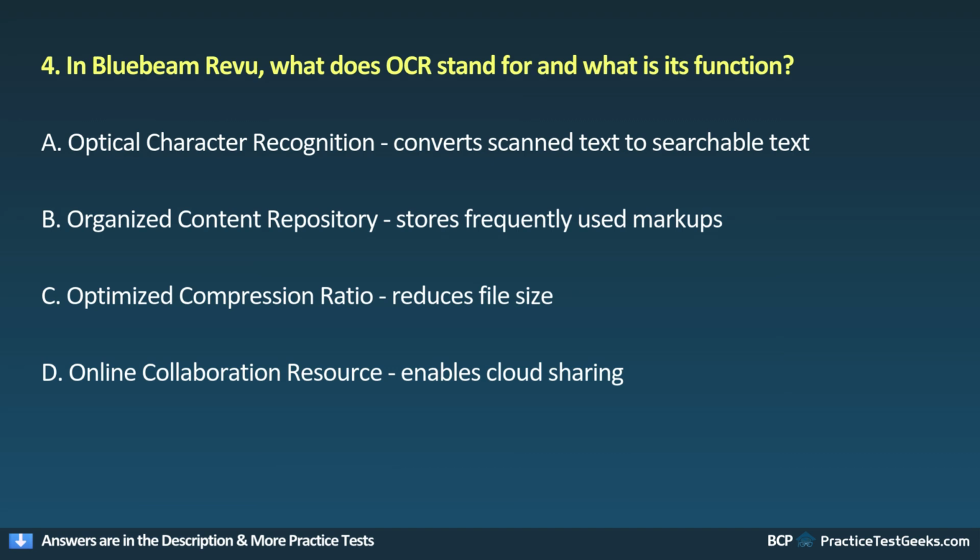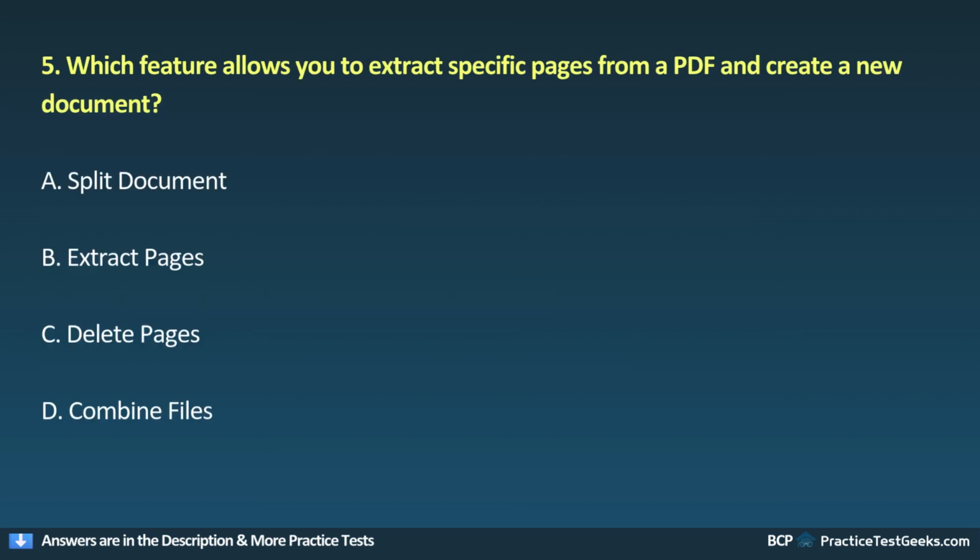4. In Bluebeam Revu, what does OCR stand for and what is its function? A. Optical Character Recognition, converts scanned text to searchable text. B. Organized Content Repository, stores frequently used markups. C. Optimized Compression Ratio, reduces file size. D. Online Collaboration Resource, enables cloud sharing.